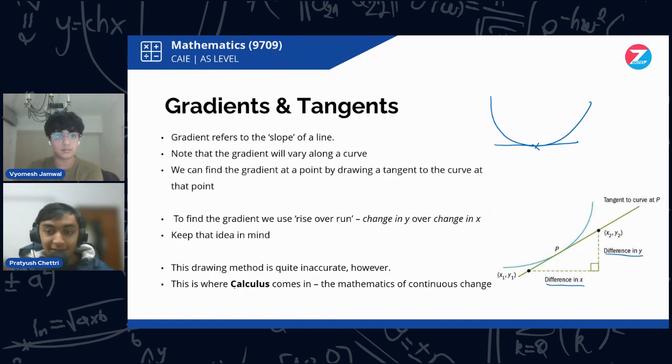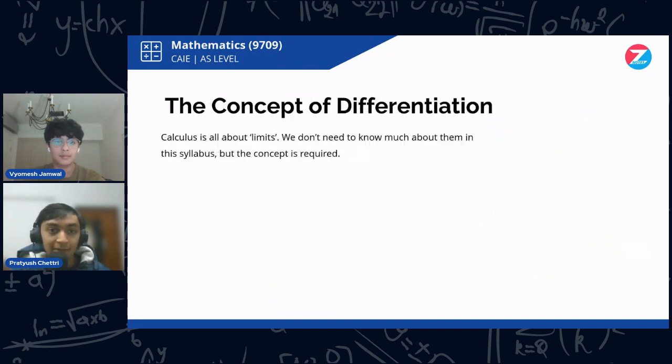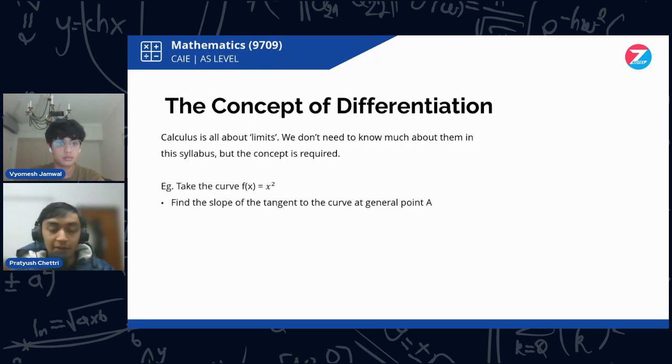So to get exact slopes, we use calculus. And this is the mathematics of continuous change. Sounds scary, but it isn't that scary. Trust me. So that's the idea. Let's get started. And usually in calculus, you are always using limits. But this course barely requires just the idea of what a limit is, and not much more. So I'll just give you guys a basic concept.